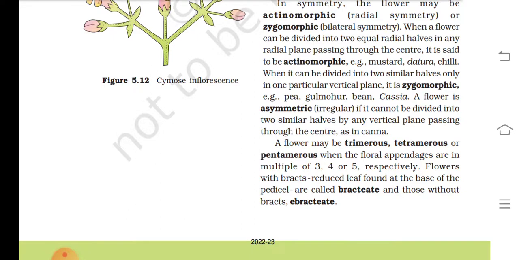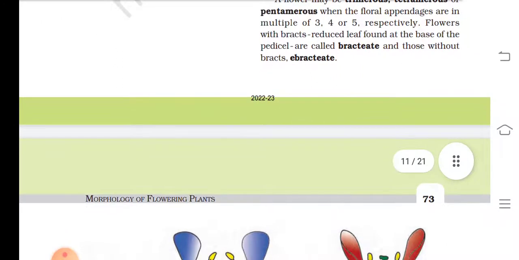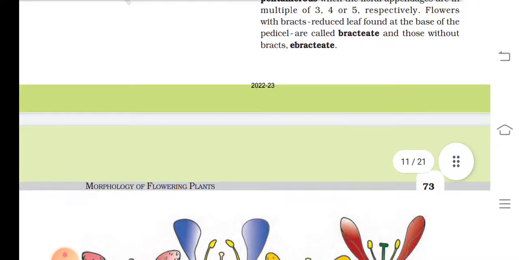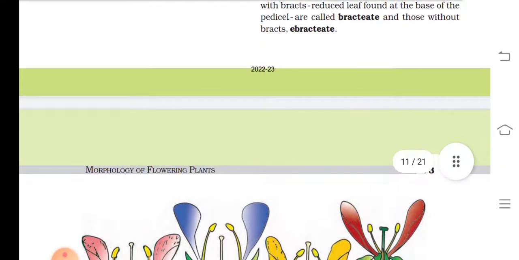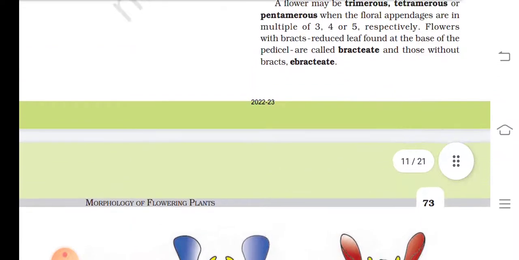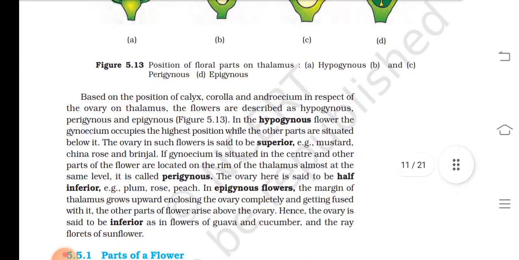A flower may be trimerous, tetramerous, or pentamerous when the floral appendages are in multiples of 3, 4, or 5 respectively. Flowers with bracts, reduced leaves found at the base of the pedicel, are called bracteate, and those without bracts are called ebracteate. Figure 5.13. Position of floral parts on thalamus.